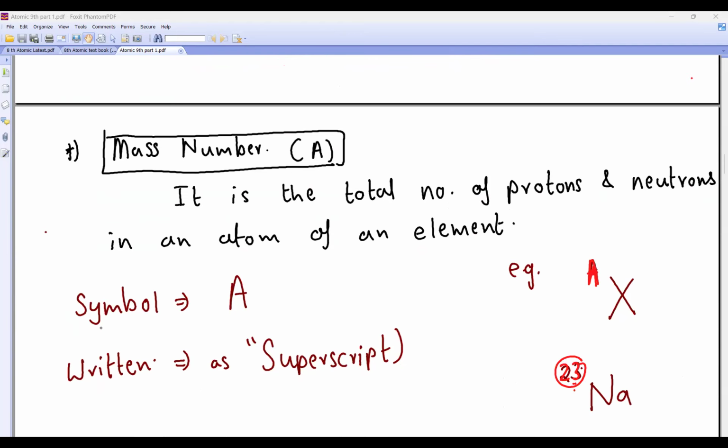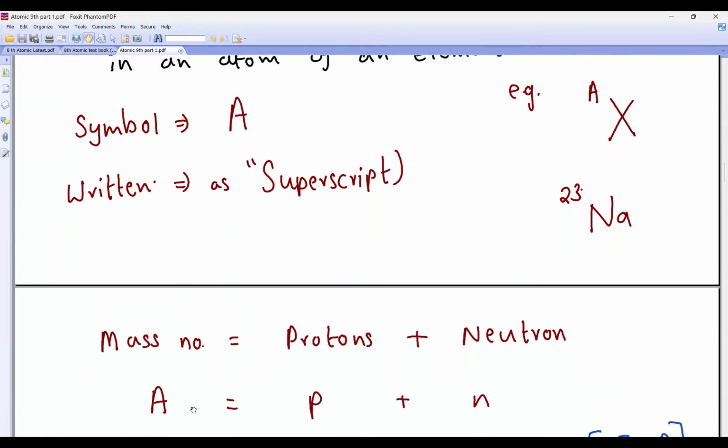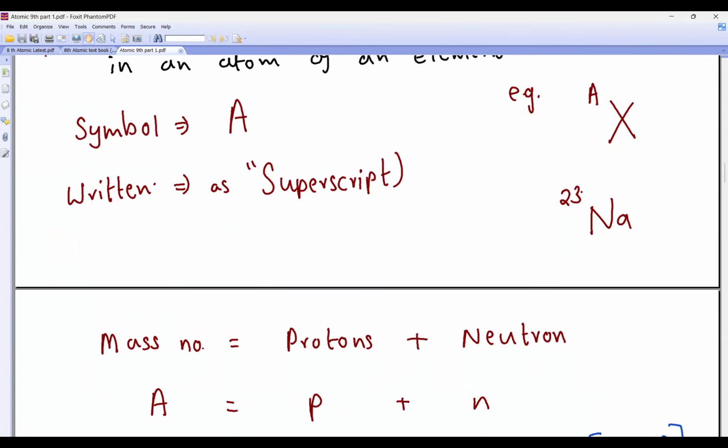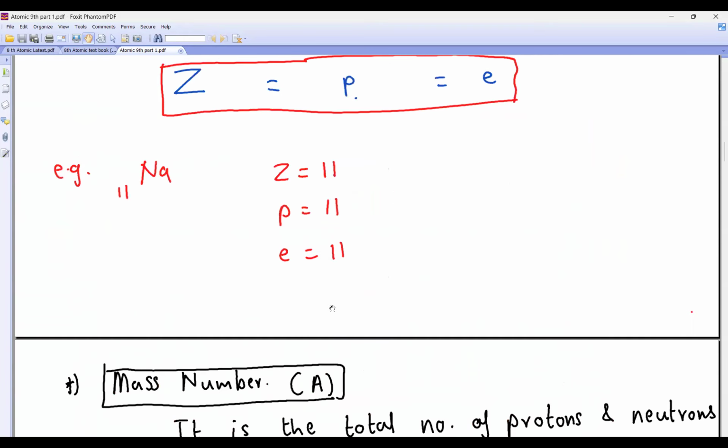Now what is the formula for mass number? A will be equal to proton plus neutron. So mass number is equal to proton plus neutron. But what is the number of protons? A is equal to P plus N. But sir, how do we know the number of neutrons? That I'll teach you, beta. A is equal to P plus N. But what is P? P is equal to Z.